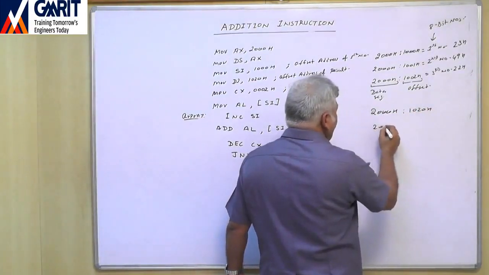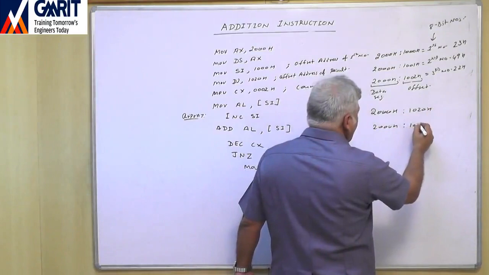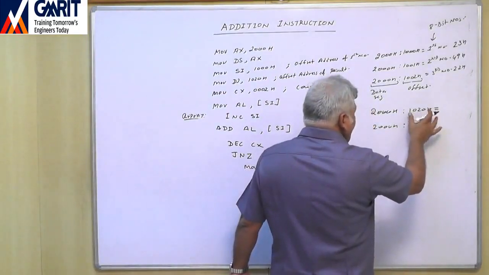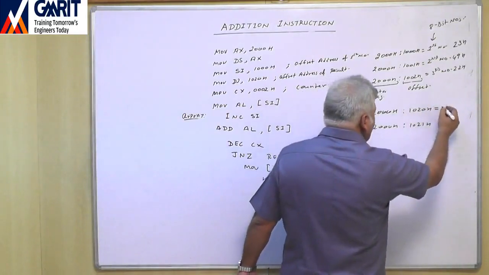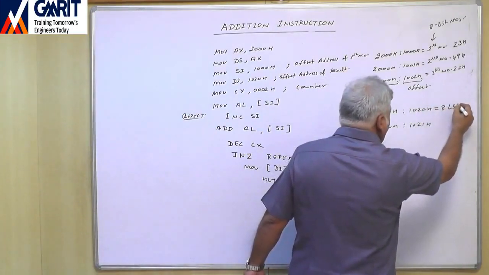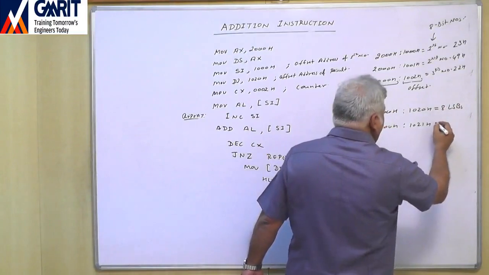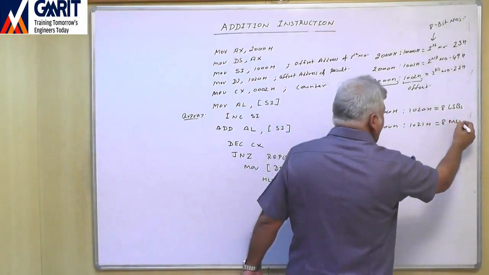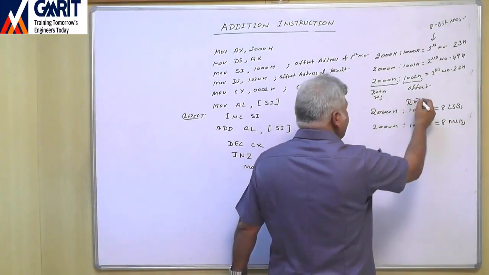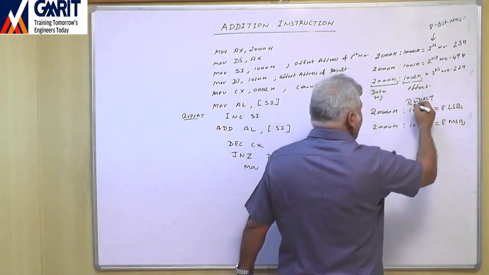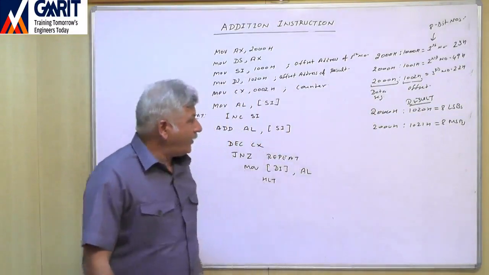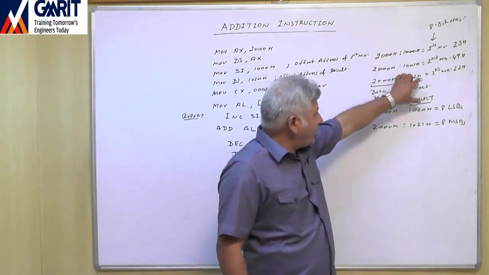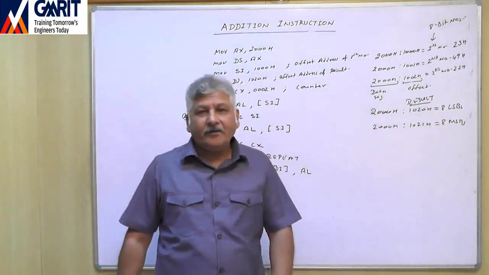So our result will be stored at 2 locations, 2000H:1020H and at 2000H:1021H. At lower offset address we will store 8 LSBs, and at higher offset address we will store 8 MSBs. So how to write the program for this particular operation where we are adding three 8-bit numbers and result is 16-bit? So that we will see in the next lecture.